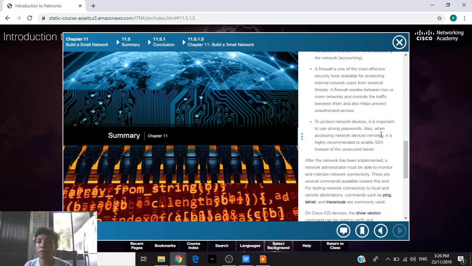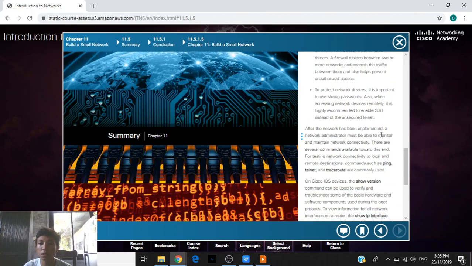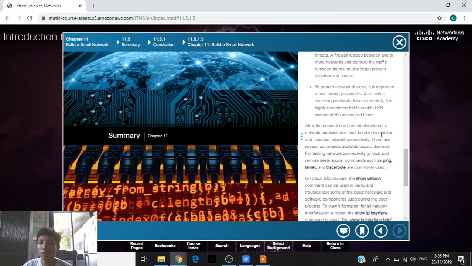A firewall is one of the most effective security tools available for protecting internal network users from external threats. A firewall resides between two or more networks, controls the traffic between them, and also helps prevent unauthorized access. To protect network devices, it is important to use strong passwords, also when accessing network devices remotely. It is highly recommended to enable SSH instead of unsecured Telnet.